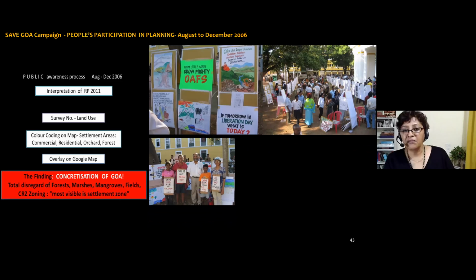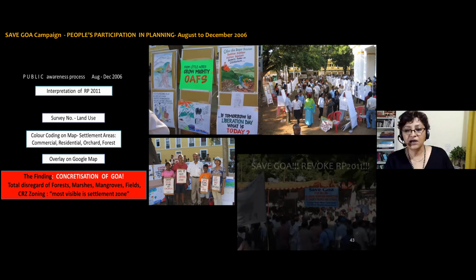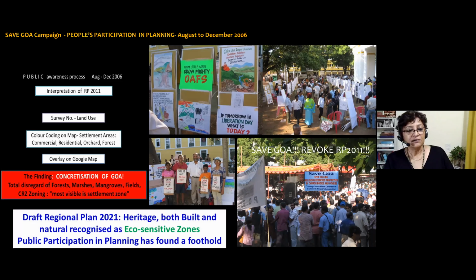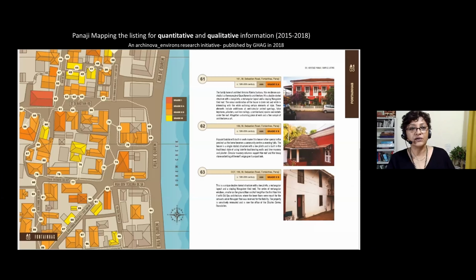Massive gathering and massive participation by the citizens led to one single cry of revoke of the regional plan. It was revoked and a special task force was constituted, and the draft regional plan 2021, 2 years later in 2008, was notified. What is so important in that and so encouraging is to see both heritage, built and natural, as eco-sensitive zones. Public participation in planning in Goa has found a foothold.